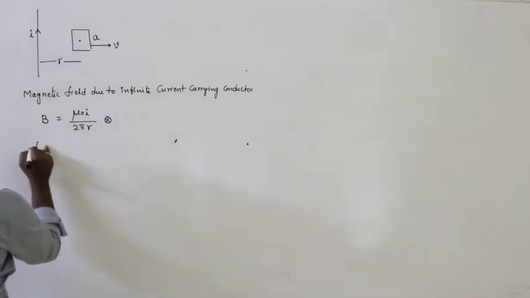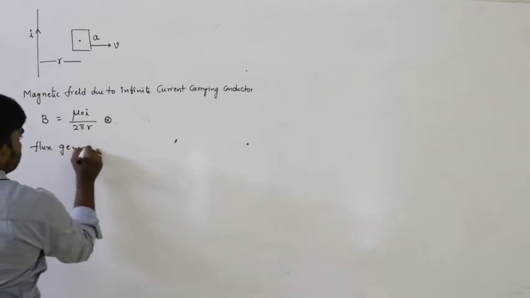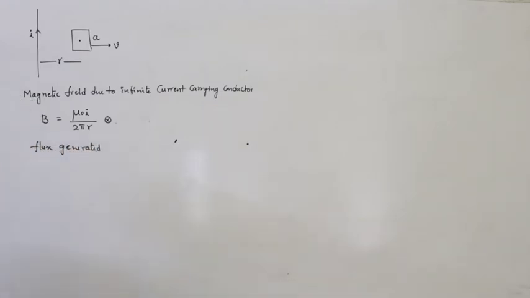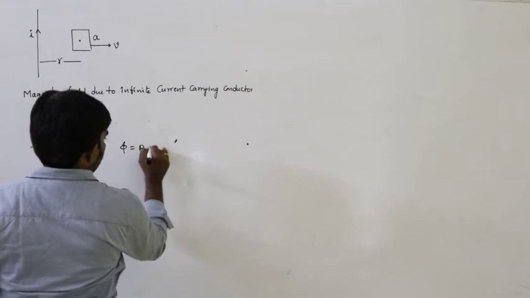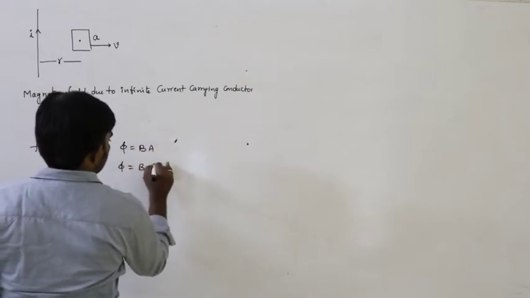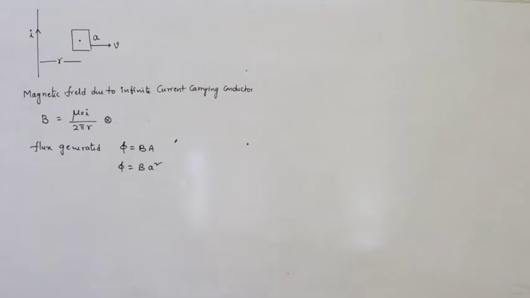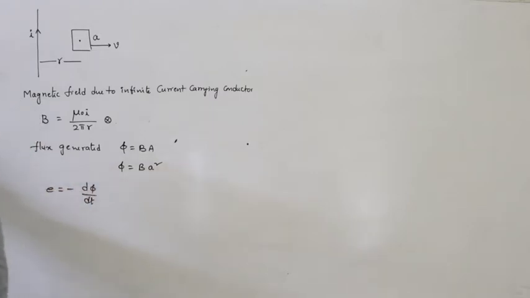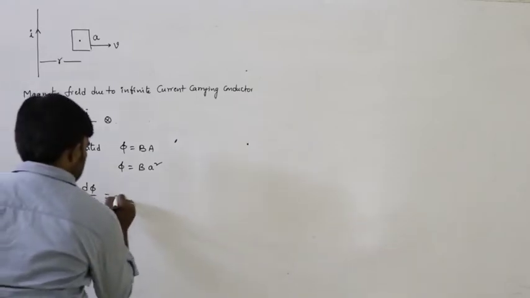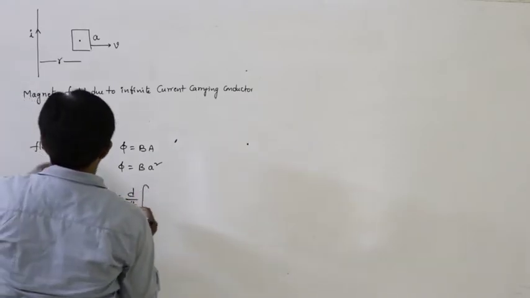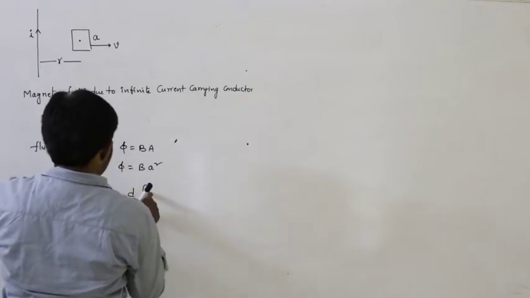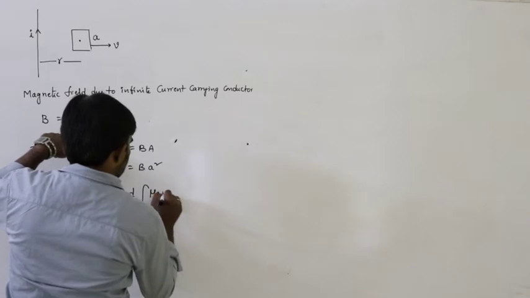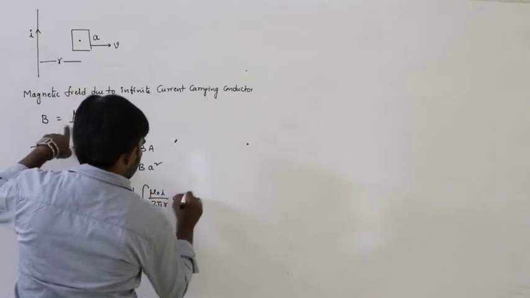What is the flux generated here, due to the motion of this conductor? Phi is equal to BA. So phi is equal to B into A square. Here EMF is equal to minus d phi by dt. The induced EMF formula is minus d phi by dt. So minus d by dt of phi, and phi is BA square. B is mu naught I by 2 pi r into A square.